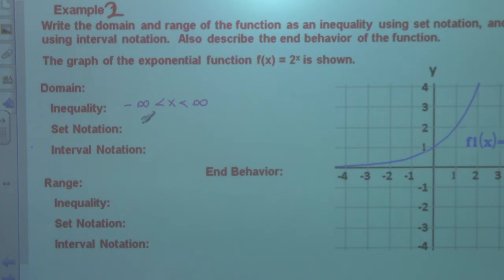Set notation is going to be x such that x is an element of all real numbers. Interval notation, same thing, right? And what is our range going to be? Same thing as last time.